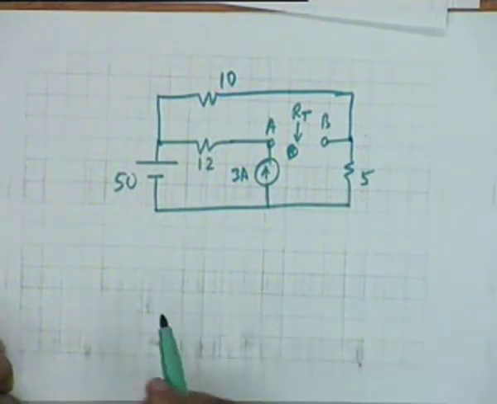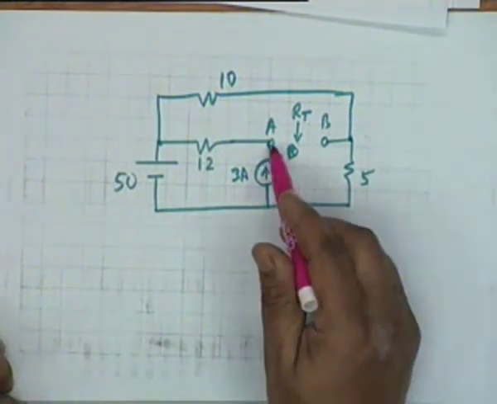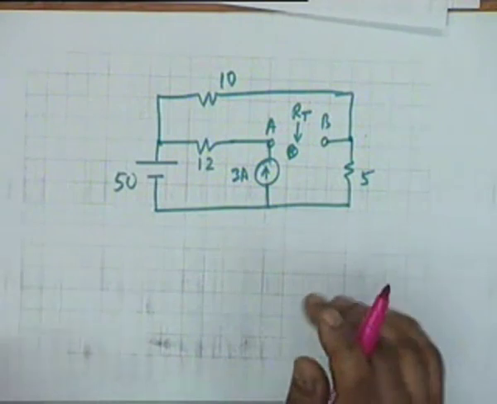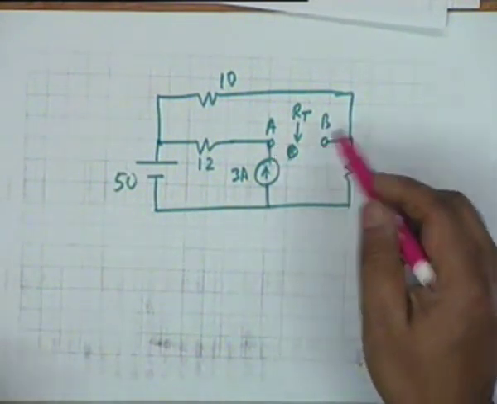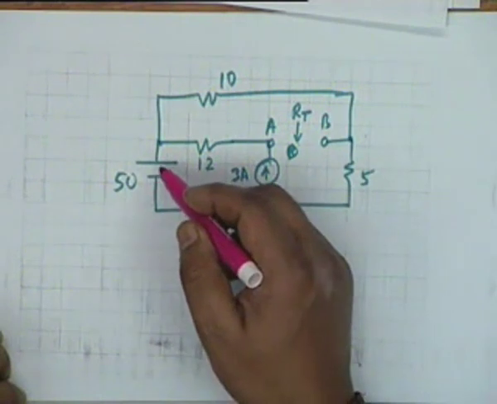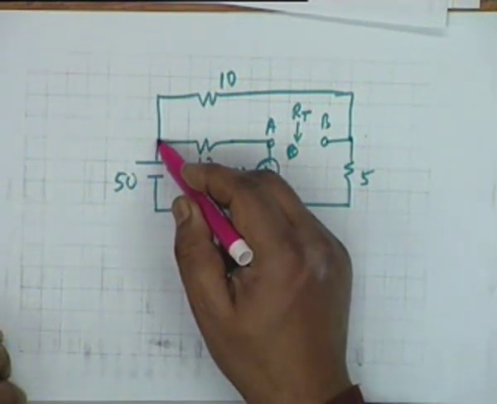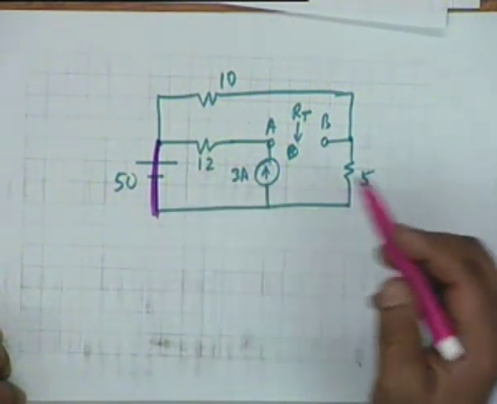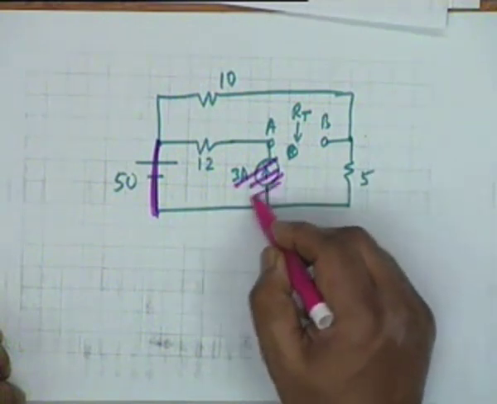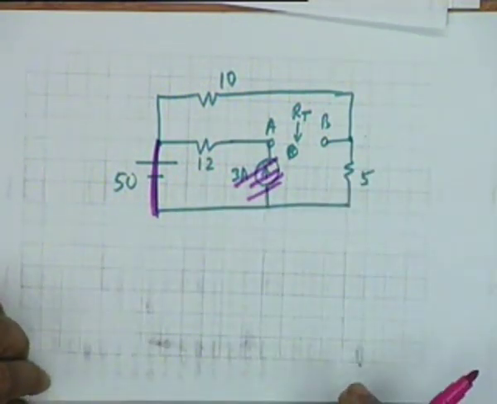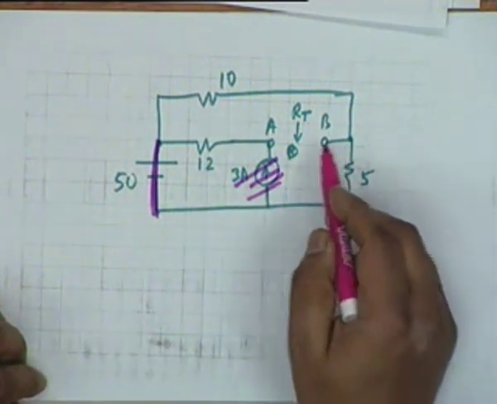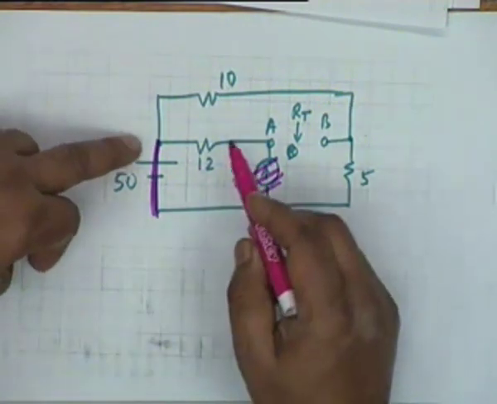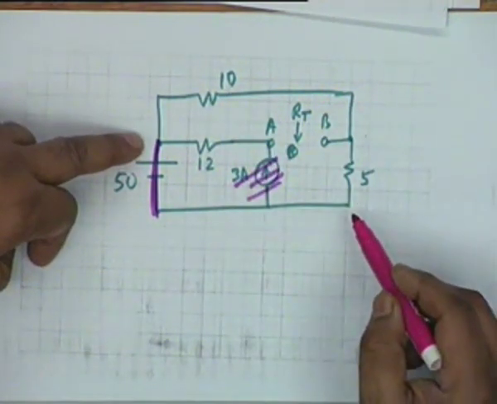In the previous method, what I did was I short circuited this and found out ISC, the short circuit current. Now we shall argue like this, that RT is the resistance between A and B with independent voltage sources short circuited. So this is replaced by a short circuit now, and independent current sources open circuited. So break this up, remove this source physically. What are you left with? You are left with a 12 ohm in series with a parallel combination of 10 and 5.